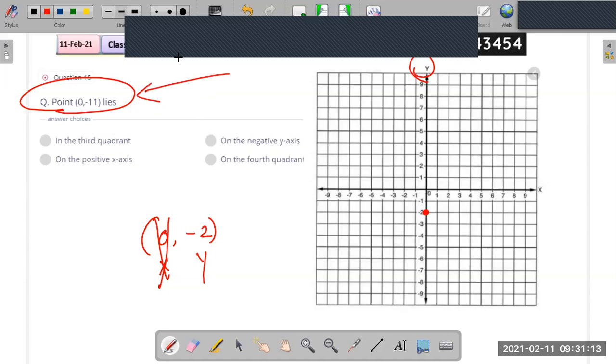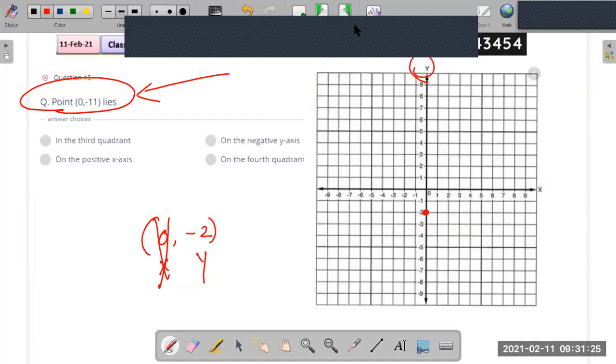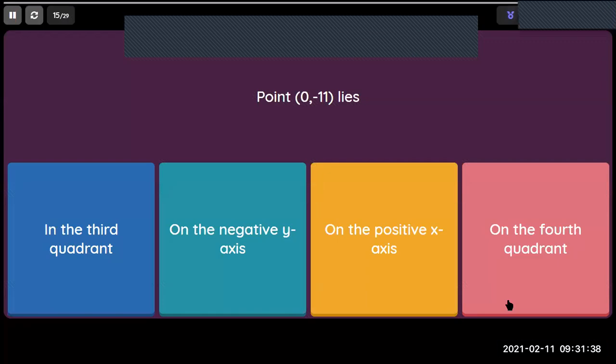Same way, this is another similar question. 0 comma negative 11. Where does this point lie? Okay, the question is added. Quickly, everyone go ahead and try it out. You all are doing great. You all know the answers. You just need to select the correct choice. Where does this point lie? 0 comma negative 11. Y is negative 11. On which axis?